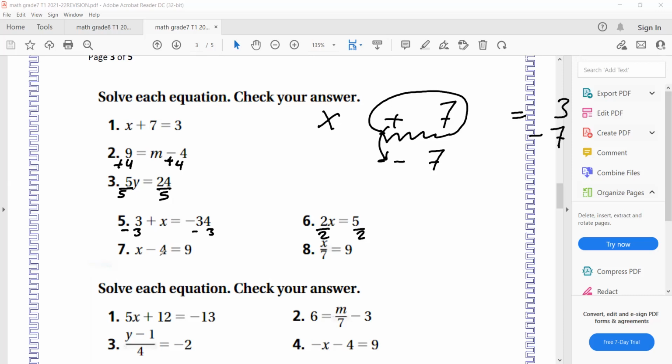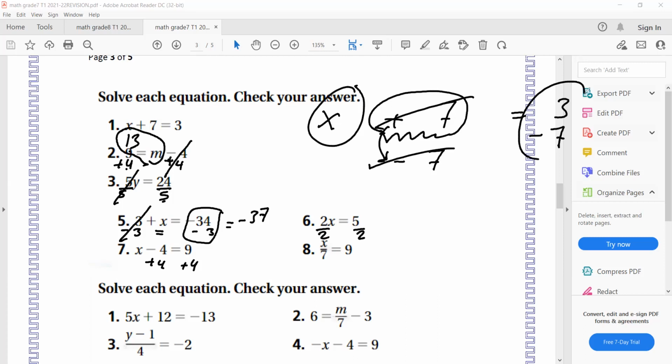No, that's another step, not this. After minusing and plusing, what will we do? After here, we add 3 minus 3, 0, yeah? And x equals minus 34 minus 3 equals minus 37. Here 5 over 5, 1. Then y equals 24 over 5. Here 9 plus 4, 13. Negative 4 plus 4, 0. Then m equals 13. Okay, plus 7 minus 7, 0. Then x equals minus 4.